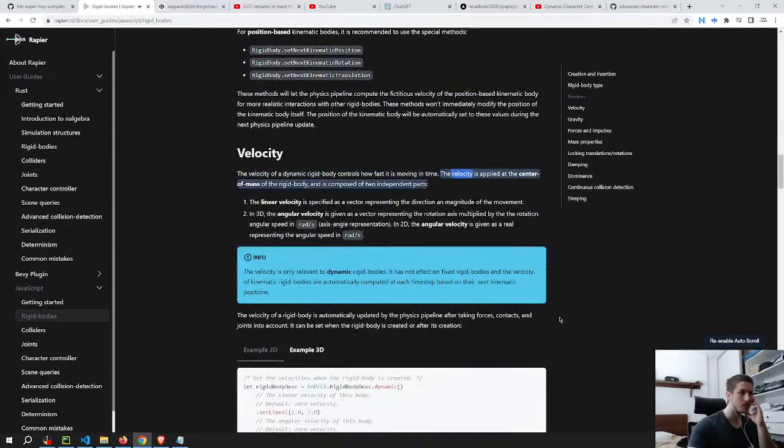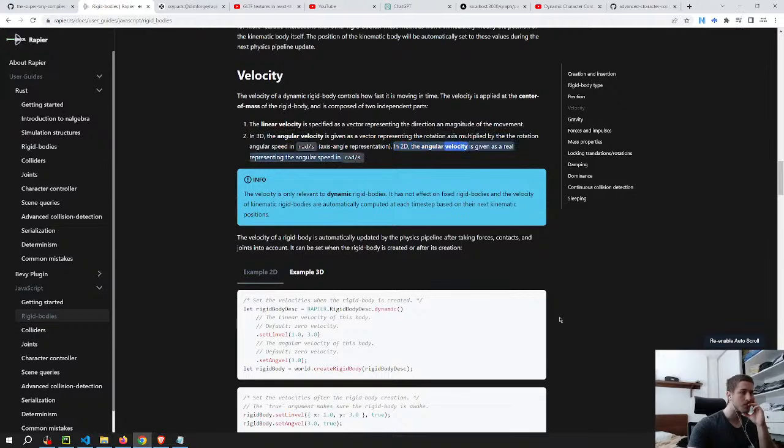The velocity of the dynamic rigid body controls how fast it is moving in time. The velocity is applied to the center of mass of the rigid body and is composed of two independent parts. The linear velocity is specified as a vector representing the direction and magnitude of the movement. In 3D, the angular velocity is given as a vector representing the rotation axis multiplied by the rotation angular speed in rad/s, the axis-angle representation. In 2D, the angular velocity is given as a real representing the angular speed in rad/s.